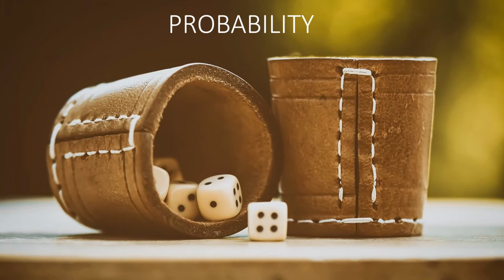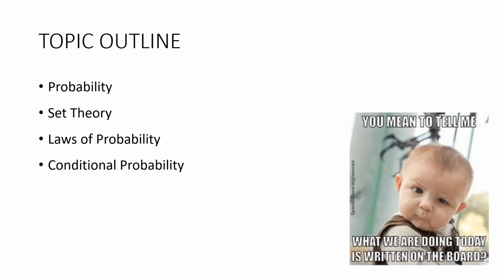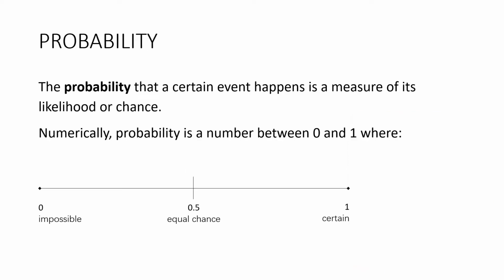Hi Year 11, this is the first of 4 videos for the topic of probability. In this topic we're going to cover probability, then set theory, the laws of probability, and finish with conditional probability. So everything in this first video you should have covered in junior school, so starting in Year 7 or Year 8 and then repeating it in Years 9 or 10.